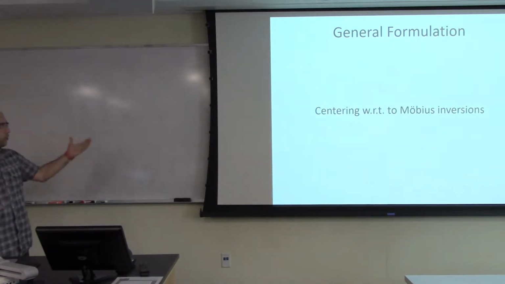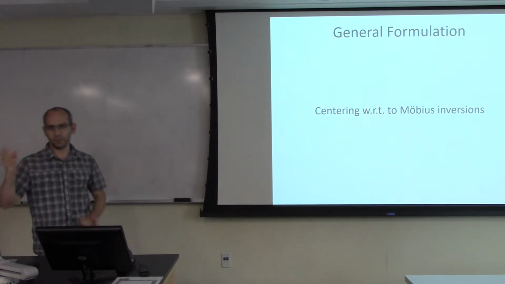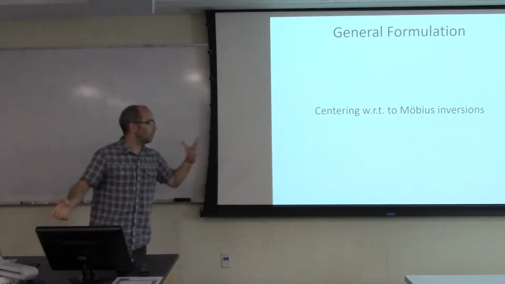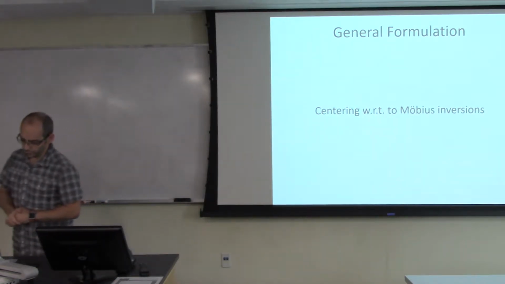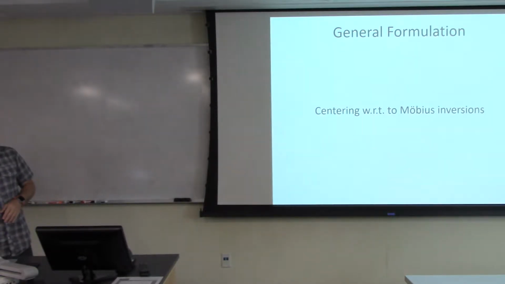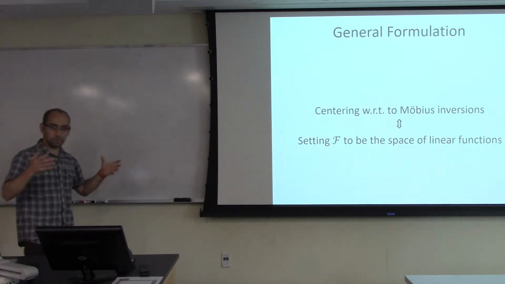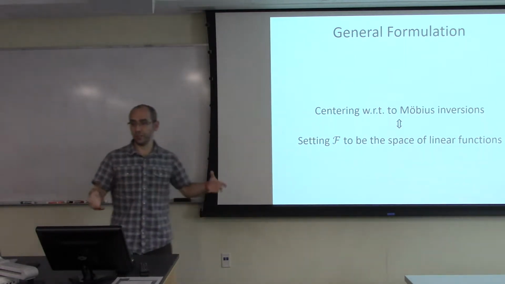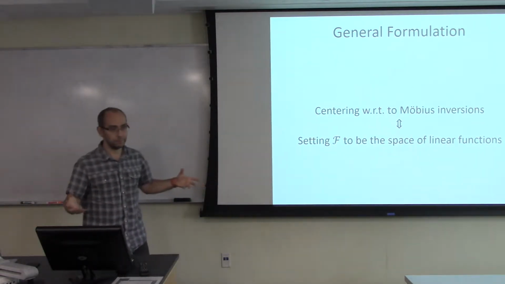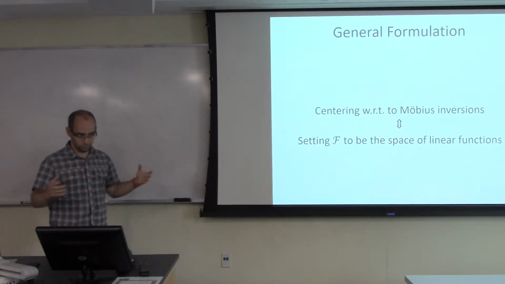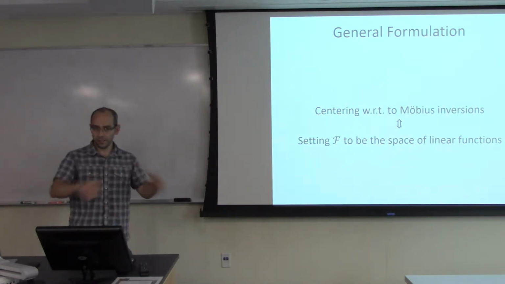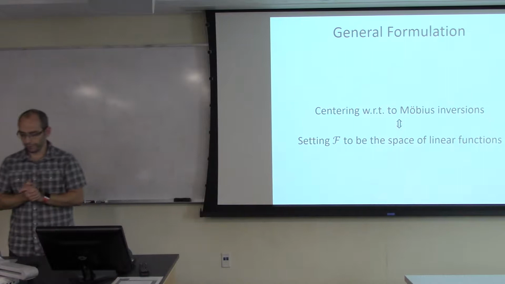So let's go back to this extrinsic versus intrinsic question. We're doing centering with respect to Mobius inversions. What do we do in this case? Well, what we showed is we took the specific case where the space of functions we're interested in are linear functions. Inversions correspond to projection along the gradients of linear functions. Centering means the projection on the linear functions is 0.